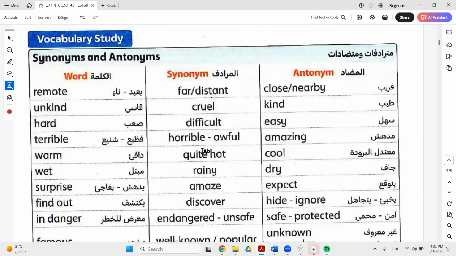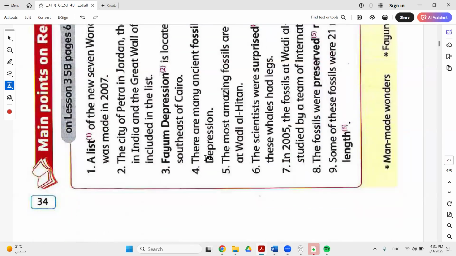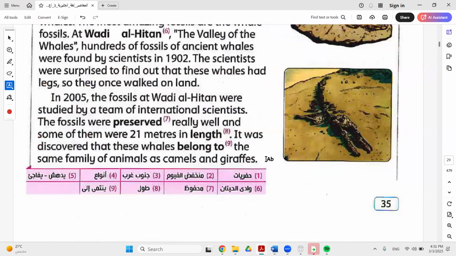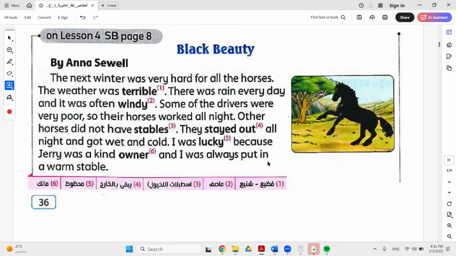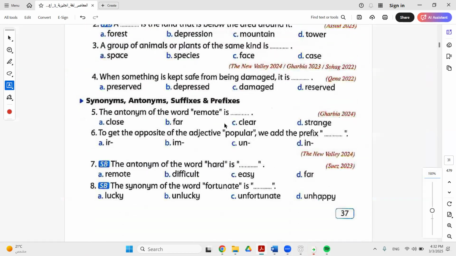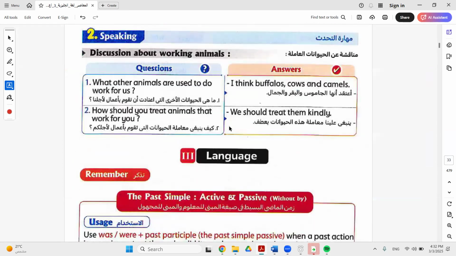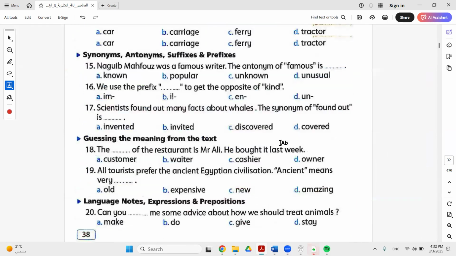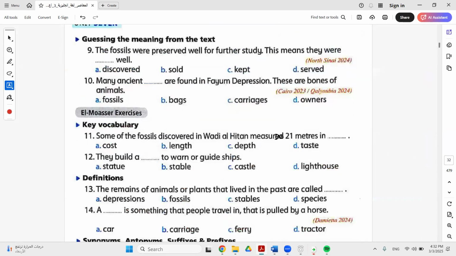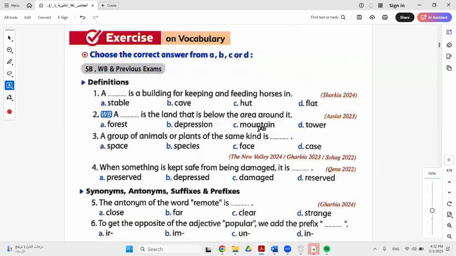All right, let's do some practice. Please make sure that you read the question before you answer it. Let's do some practice on page number 37, 38. All right, let's go, number 1. Can you do number 1, Fadi?